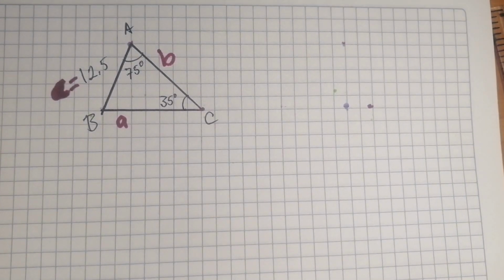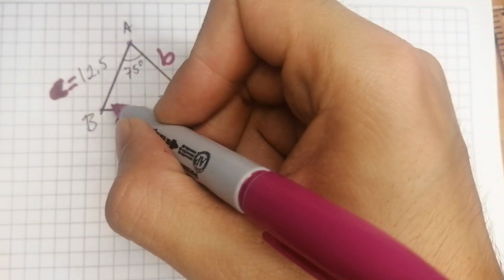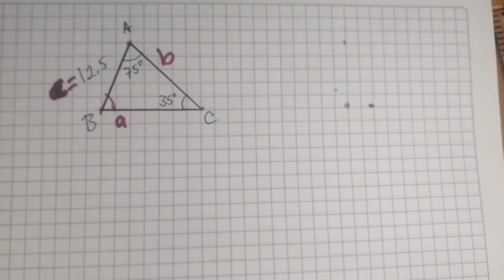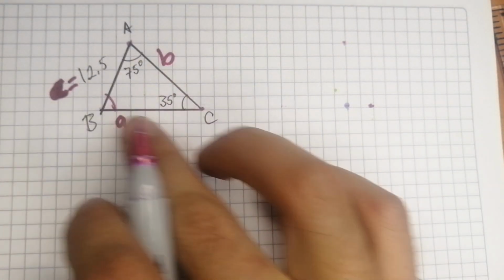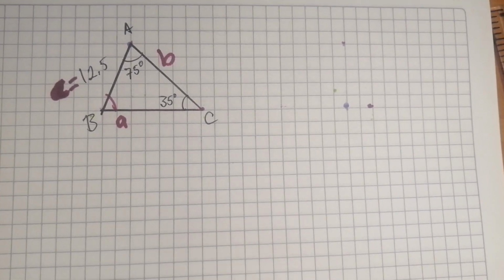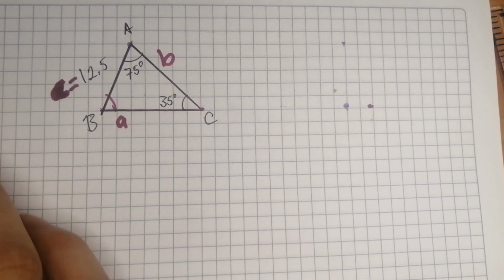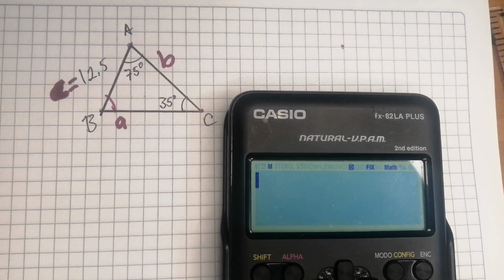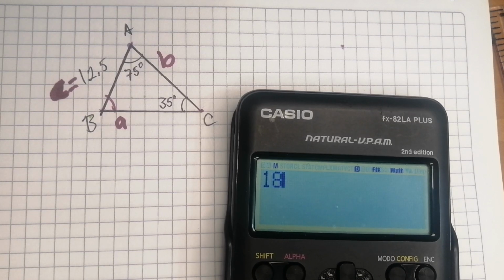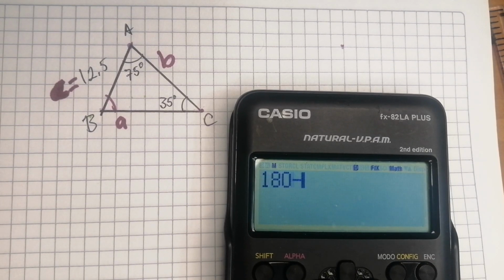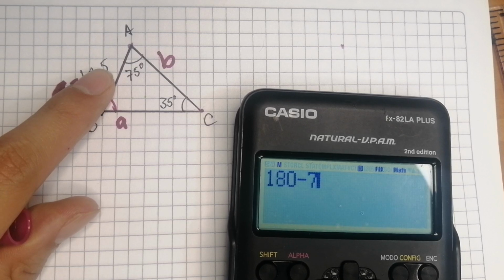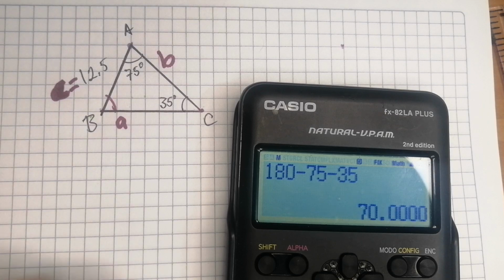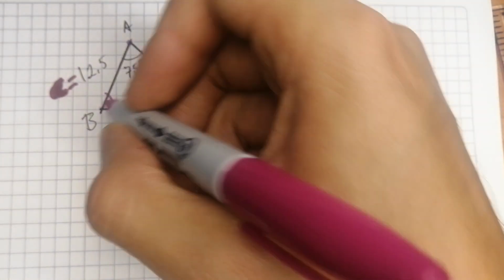Also, something that we already know is the value of this angle here, and you may wonder why we know the value of that angle. I will remind you of the rule that says that the addition of the inner angles of a triangle is going to return how much? 180. So we can use our calculator and write the following: 180 minus 75 minus 35, and this returns 70. So the value of this angle B is equal to 70.